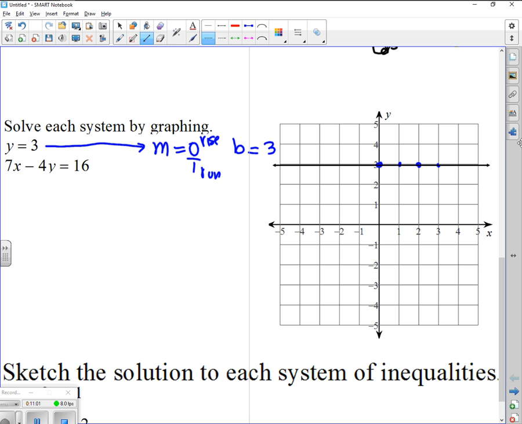Okay. The other line, the y is not by itself. I need to get it by itself. Number 1, eliminate parentheses, fractions, or decimals. I have none of them. Number 2, combine like terms. On the left side, these cannot be combined because they have a different letter. They're not like terms. On the right hand side, this cannot be combined because it is by itself.